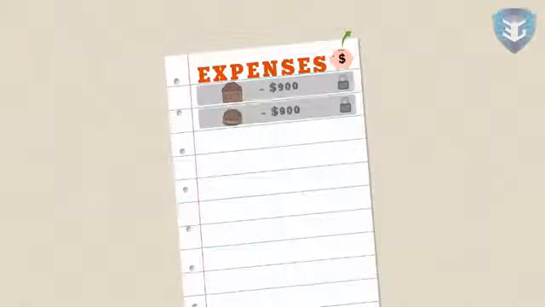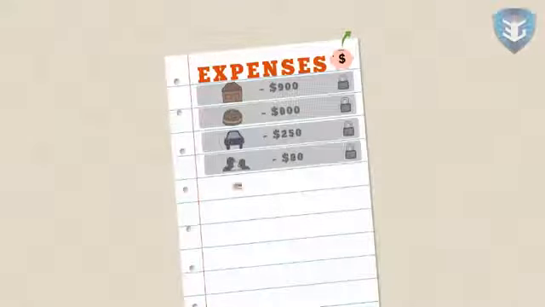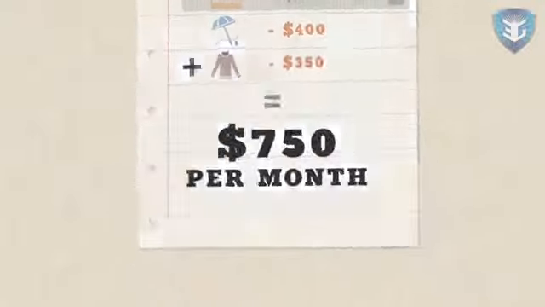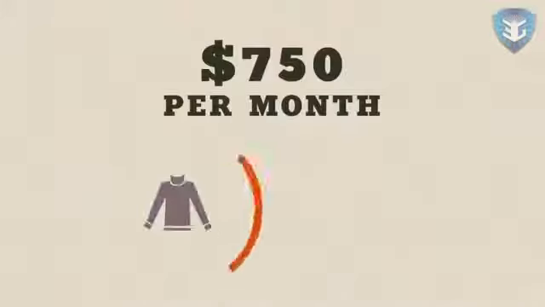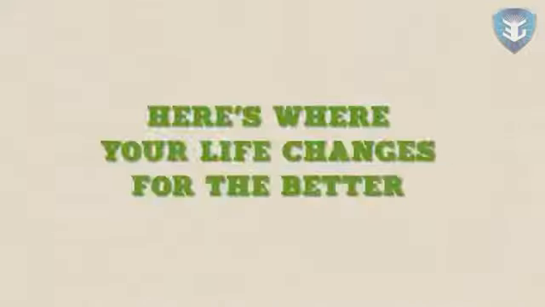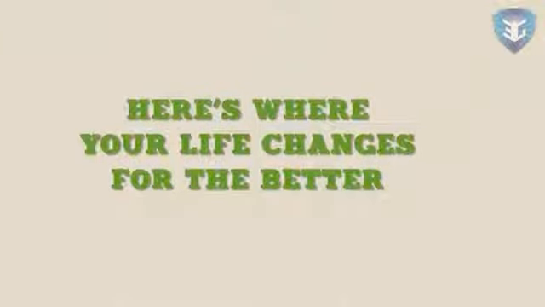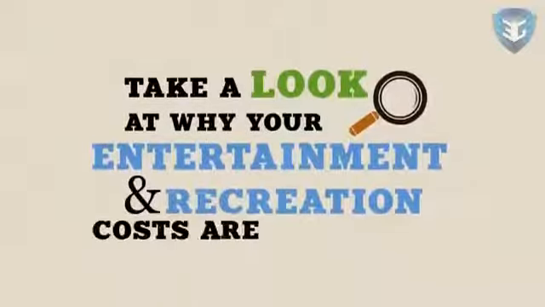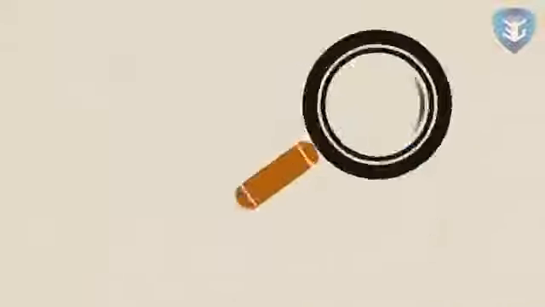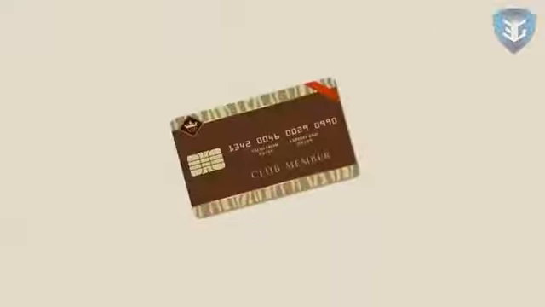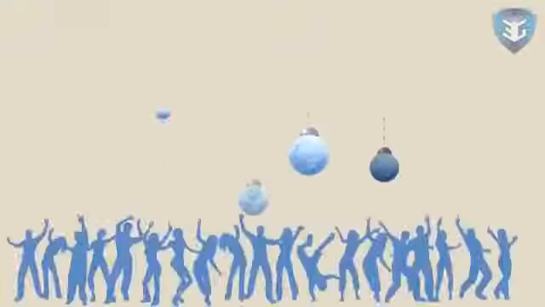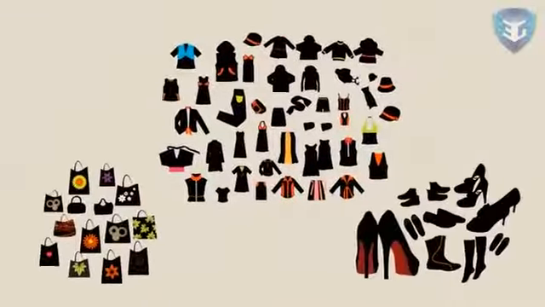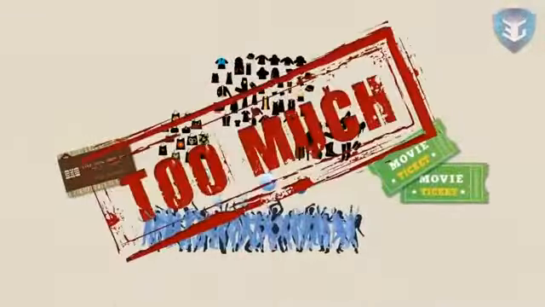The first few are pretty solid and not easy to change. But we then arrive at entertainment and recreation, then clothing. Those two categories total $750 per month, so we can definitely trim some spending there. Here's where your life changes for the better. Take a look at why your entertainment and recreation costs are so high. Are you going to the movies every week? Do you have a gym membership? Partying too much? And don't forget clothing. Are you spending too much money on shoes and purses each month? If so, it's time to cut it out.